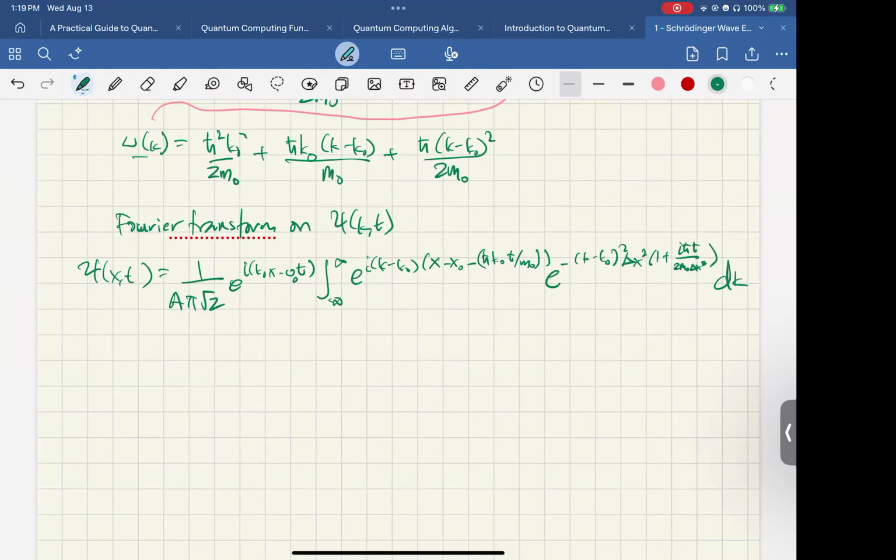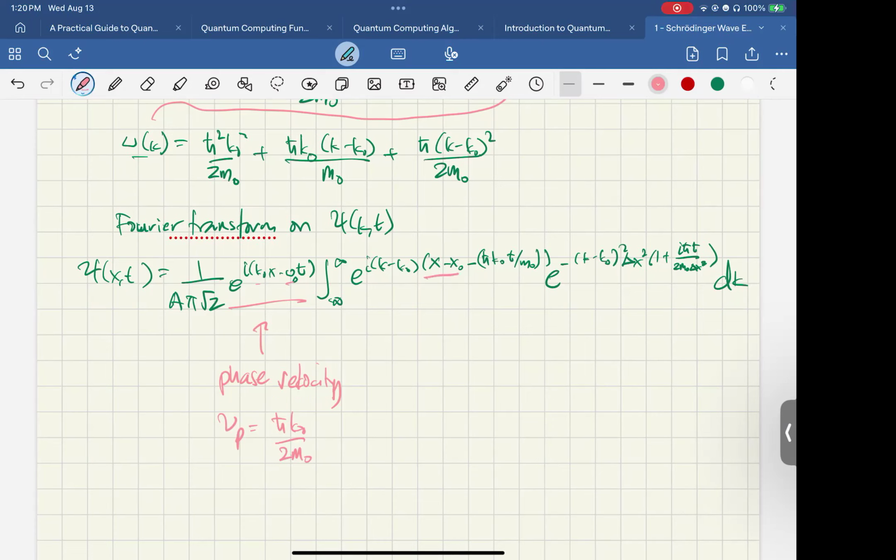So let me just give you some context on what these are. The first term describes the propagation of the wave, and this is the propagation of each of the individual waves. So this is the phase velocity. This part describes the phase velocity, which is given by Vp equal to h bar k naught over 2 m naught. That is the phase velocity.